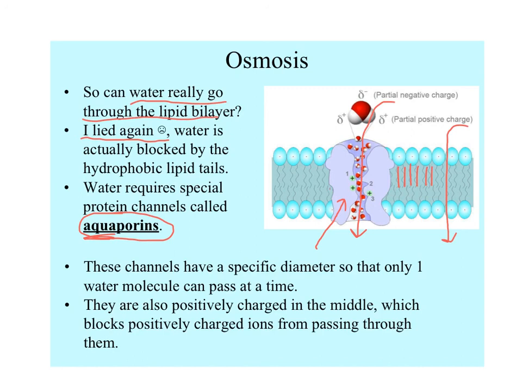Now they do repel positively charged ions because the inside of that aquaporin has a positive charge, so ions like chloride ions that want to come in, they can't come in. And the water actually has a very specific diameter, so only one water molecule at a time can fit through there. But all you need to know, aquaporins are special protein channels which allow water to move in and out of the cell.